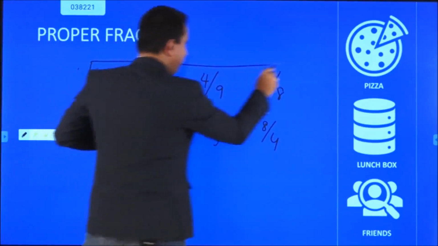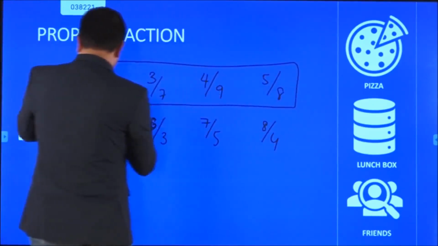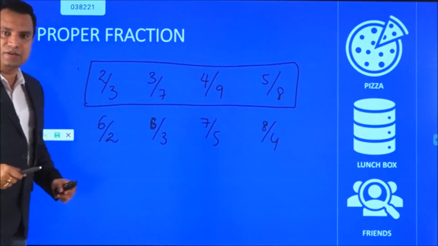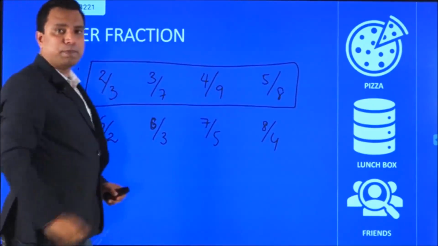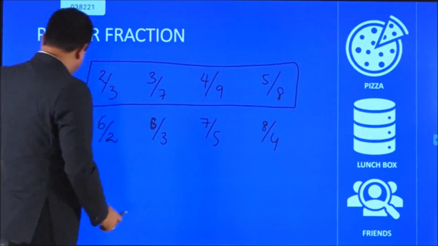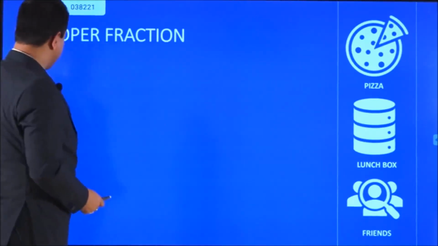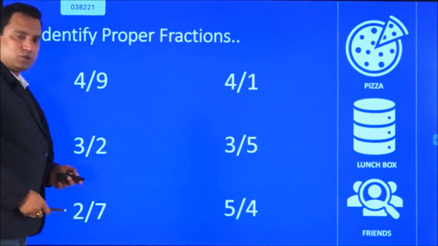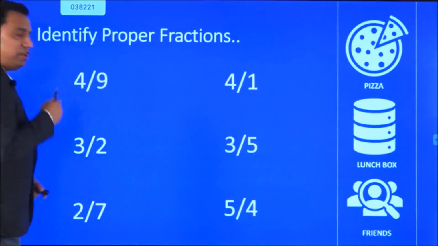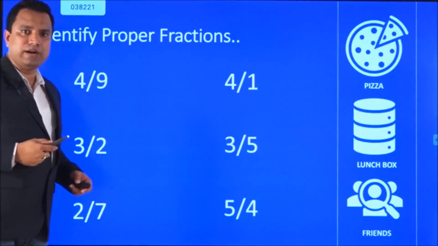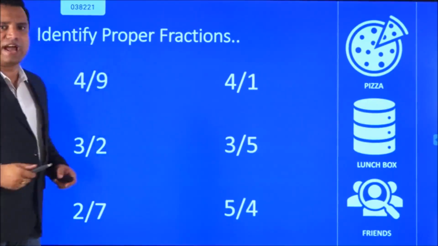Wonderful. So, any fraction whose numerator is less than the denominator is called a proper fraction. So, this set of fractions where you see the numerator whose value is less than the denominator is called a proper fraction. So let's try to understand this slightly more by going through some examples. So you have quite a few fractions here. Let's try to solve each one of them and try to understand which among these are proper fractions.